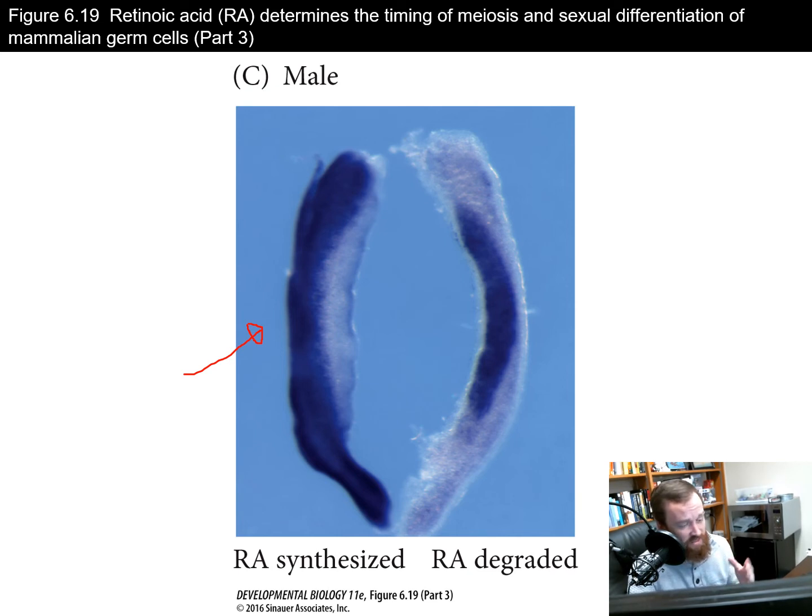However, on the right-hand side, remember that CYP26B1 is what degrades that RA. If we look at the male here, we see that that enzyme is becoming active and starting to degrade all the RA that's made. So between male and female, they both make RA. However, in the male, they make something to break it down immediately.